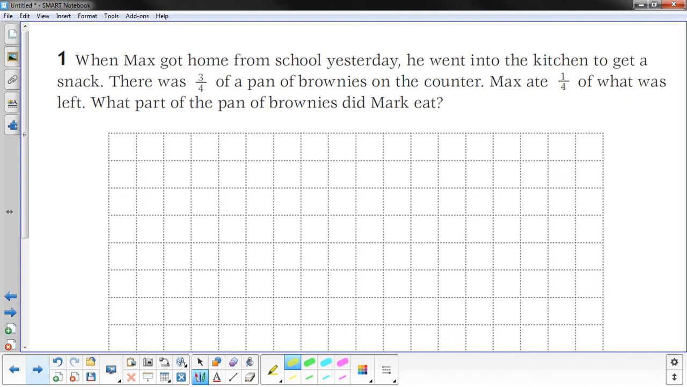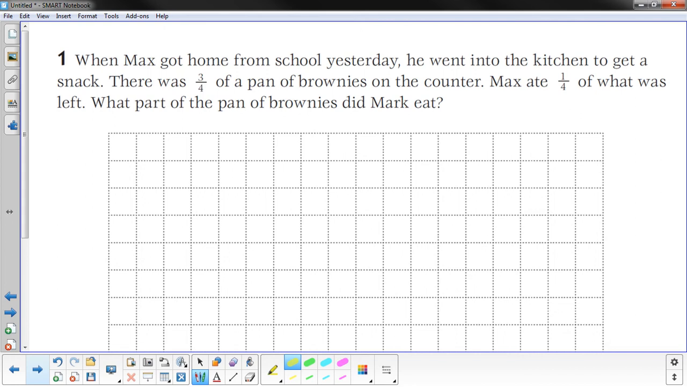When Max got home from school yesterday, he went into the kitchen to get a snack. There was 3/4 of a pan of brownies on the counter. Max ate 1/4 of what was left. What part of the pan of the brownies did Mark eat? Alright. So there's Max and there's Mark. I think there might be a typo here. I think it's supposed to be Max all the way through, but maybe not.